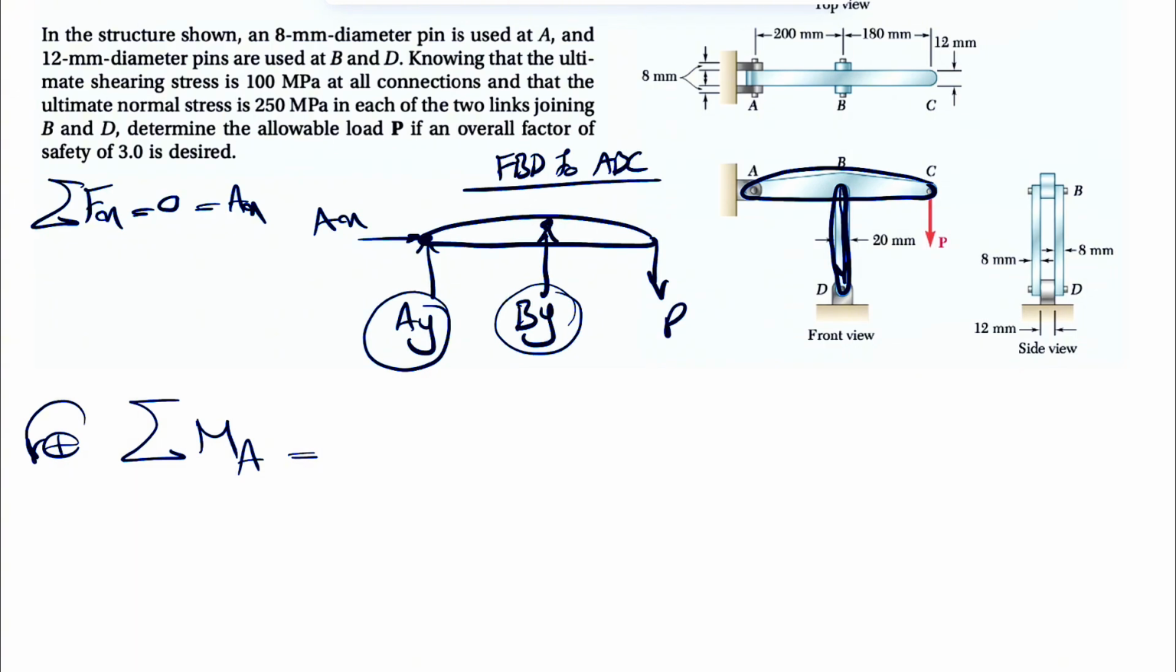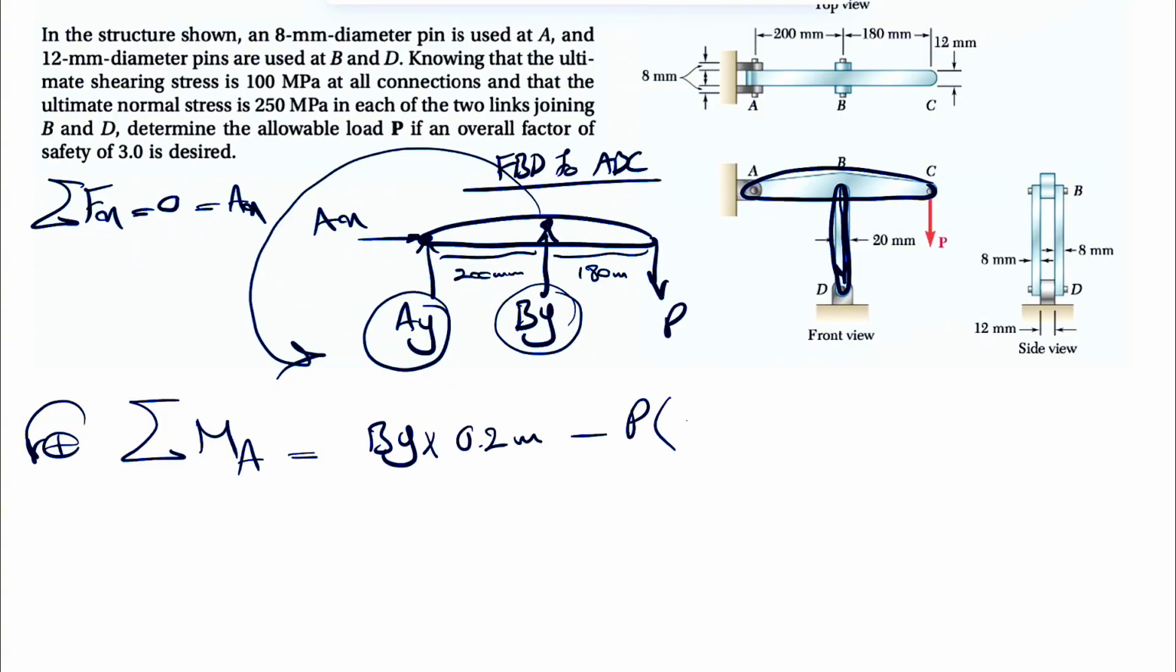We have all the dimensions here. From A to B we have 200 millimeters, and from B to P it will be 180. So we have the moment of BY. Since it's in this direction, it will be counterclockwise. So positive BY times the distance, 200 millimeter divided by 1000 in order to get meters, so 0.2 meter. And the moment of P would be clockwise, so we have a negative sign, P times 200 plus 180, which is going to be 380, or 0.38 meter.